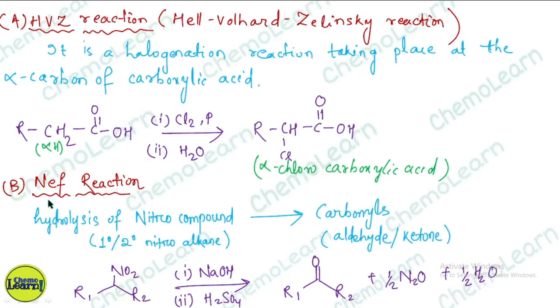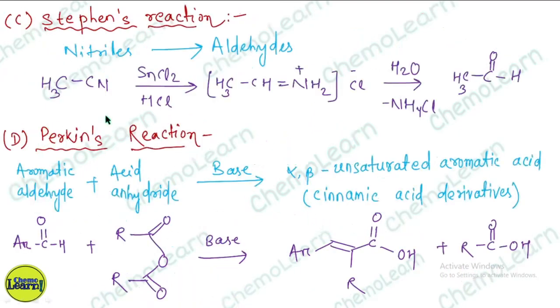Okay. Nef reaction is the conversion, that is hydrolysis, of primary or secondary nitroalkane to carbonyl compound, that means aldehyde or ketone. Stephen's reaction is the Stephen reduction reaction, that is the conversion of nitriles to aldehyde in presence of SnCl2 and HCl. Perkin's reaction. In Perkin's reaction, aromatic aldehyde and acid anhydride in presence of a base produce alpha beta unsaturated aromatic acid or cinnamic acid derivative.